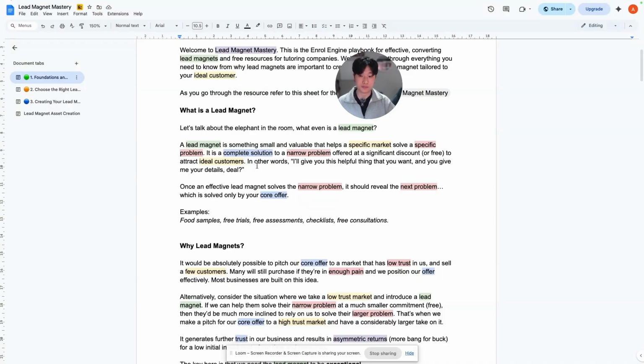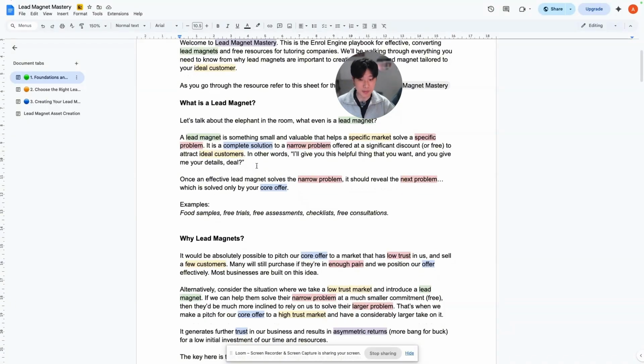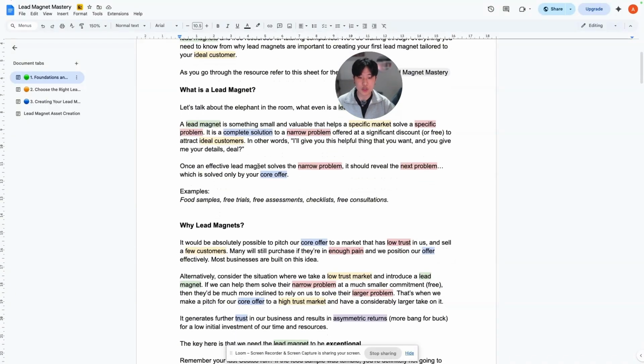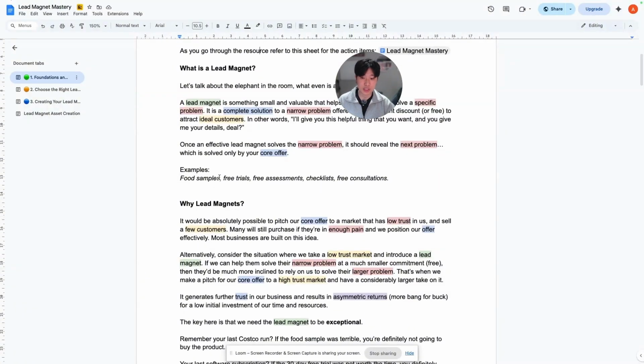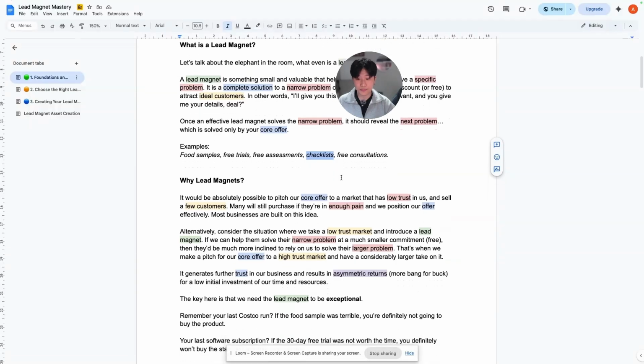Deal. Once an effective lead magnet solves the narrow problem, it should reveal the next problem, which is solved only by your core offer. Some examples are food samples at your local grocery store or Costco, free trials for subscription services you might be a part of, free assessments, checklists, and free consultations.